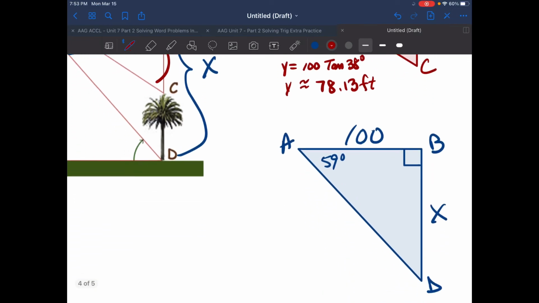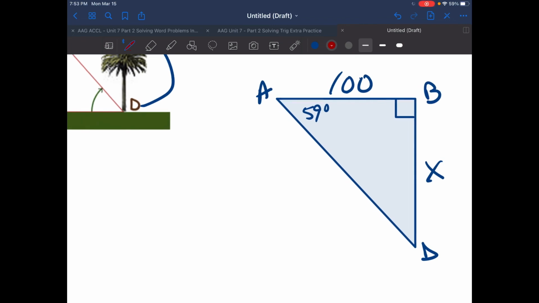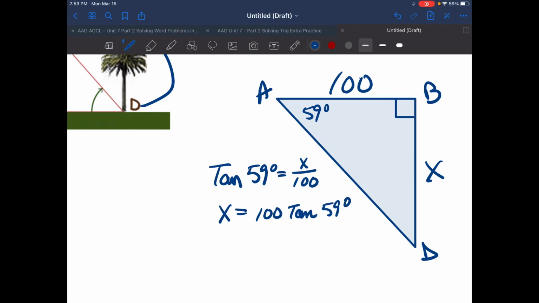Now let's go down here and solve a very similar equation, but for x. The only thing that's going to change here is our angle of depression. It's going to be bigger. So we have the same type of equation. We have tangent of 59 degrees now equals opposite over adjacent. Please solve this equation and let's see what you get. After multiplying by 100, we're going to get 166.43 feet.